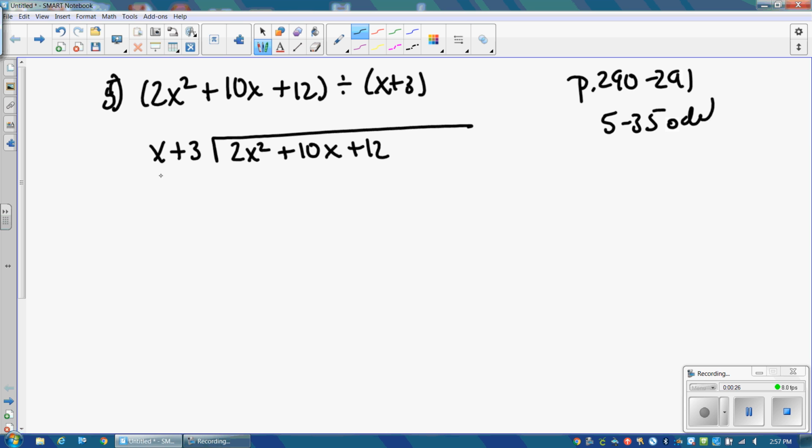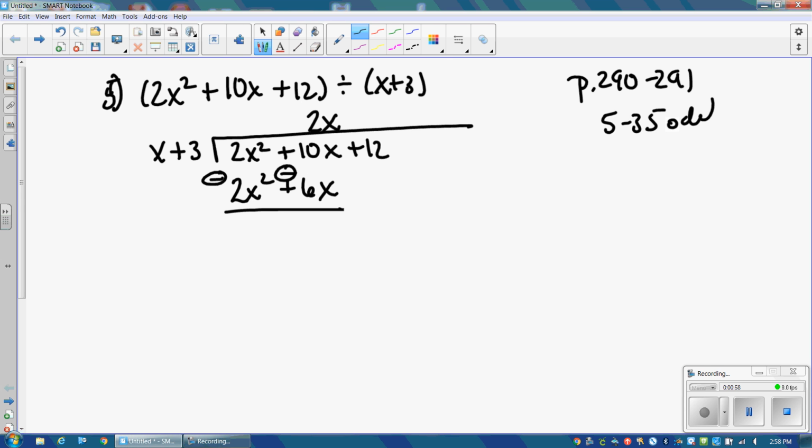All right, so what you do is you look at the first term in this expression, and decide what times x would give you 2x squared, and it'd be 2x. Then multiply 2x times x plus 3. 2x times x is 2x squared. 2x times 3 is plus 6x. Then I draw this line and I subtract. So when I subtract, I have to subtract this and I have to subtract this. I like to circle it to know that I'm changing what has been done.